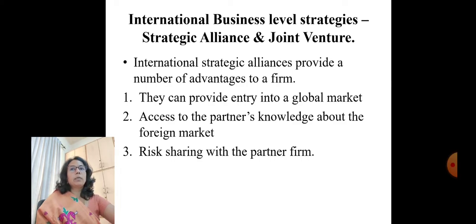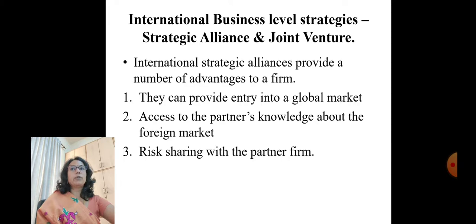Well, exporting alone can significantly benefit even a small company. However, international joint ventures, a form of strategic alliance involving cooperative arrangements between businesses across borders, may be desirable even when resources for a direct investment are available. Well, international strategic alliance provides a number of advantages to the firm.